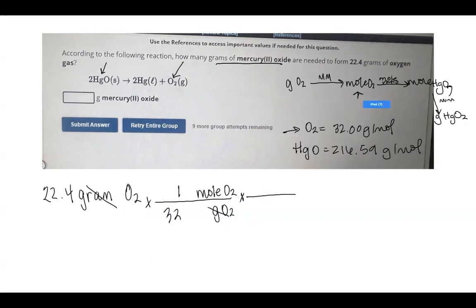So now I'm here and I'm going to go to moles of HgO using the mole to mole ratio. So I'm going to put moles of O2 on bottom and moles of HgO on top. So my moles of O2 would cancel. For every 1 mole of O2, there's 2 moles of HgO. So I'm getting that from the coefficients. There's an implied 1 in front of the O2. So I'm almost there.